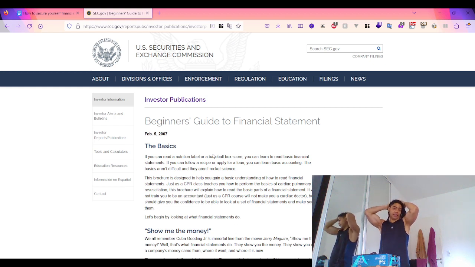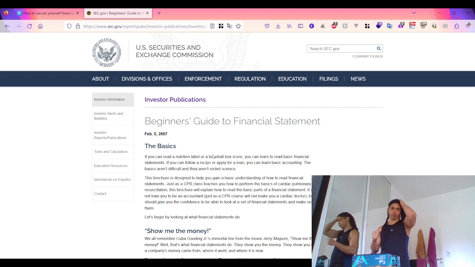So the balance sheet, in short, is a snapshot of the company's assets, liabilities, and shareholders' equity, where assets are generally listed based on how quickly they can be converted into cash. So you have current assets and non-current assets. The first are assets that can be converted into cash within a year or less, for example, inventory.